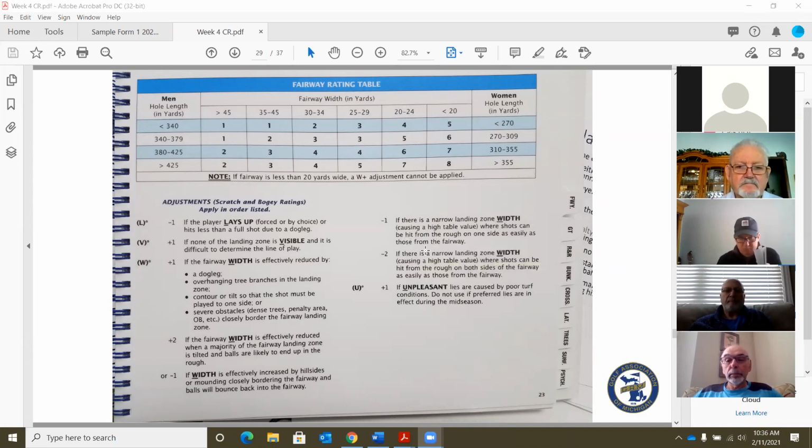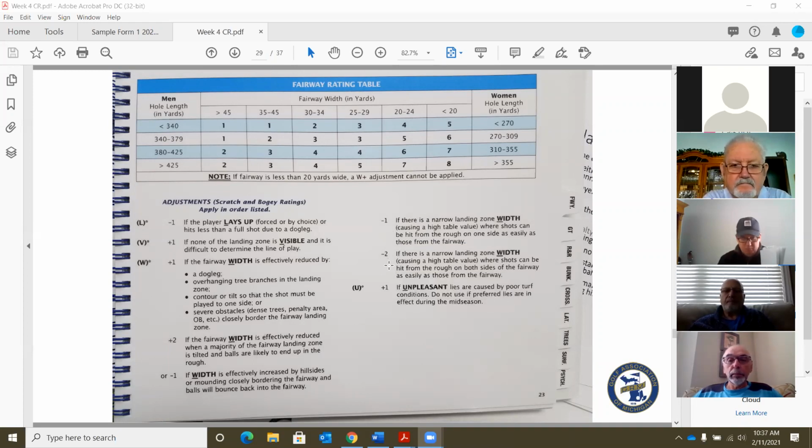trees and things that make it challenging or potentially not easy to play, you shouldn't be doing W minuses in those cases. You really have to limit it to those spots where there's not much interference from anything else left or right, and if you were to hit it in the rough, it wouldn't be that much more of a difficult shot.